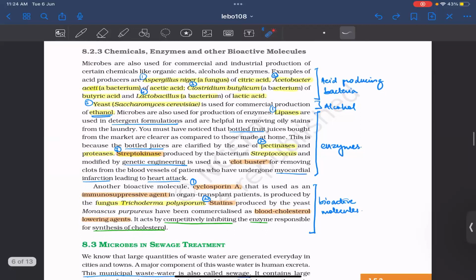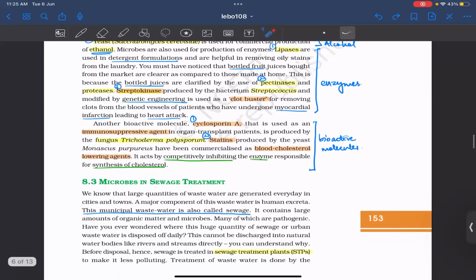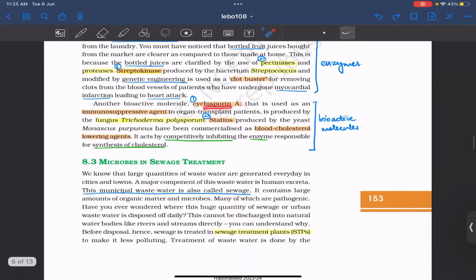The acid-producing microbes are Aspergillus niger, Acetobacter aceti, Clostridium butylicum, and Lactobacillus. Then for alcohol, yeast is used. For enzymes, there is lipase, pectinase and protease, and streptokinase, which is used as a clot buster and can be used in MI. And then the bioactive molecules, which is cyclosporin A, an immunosuppressive produced by Trichoderma polysporum, which is a fungus. And then there are statins, which are produced by the yeast Monascus purpureus, and it is used as a blood cholesterol lowering agent.